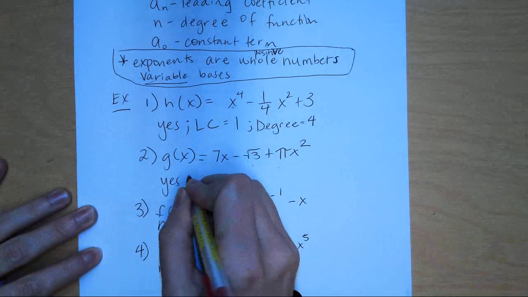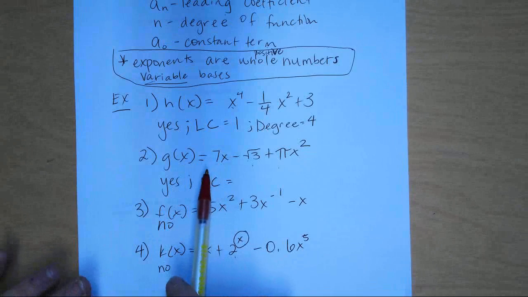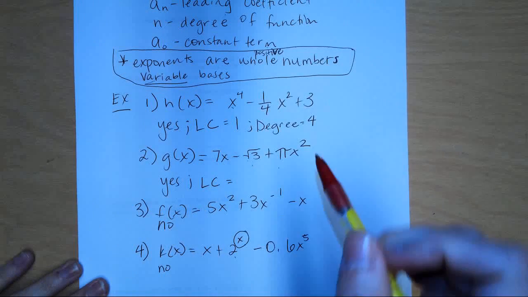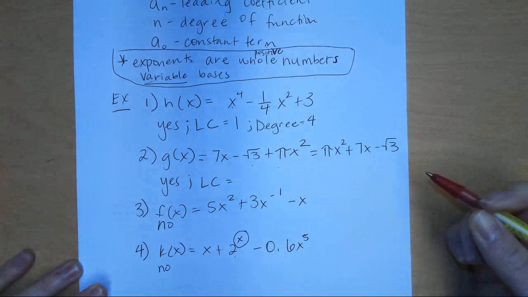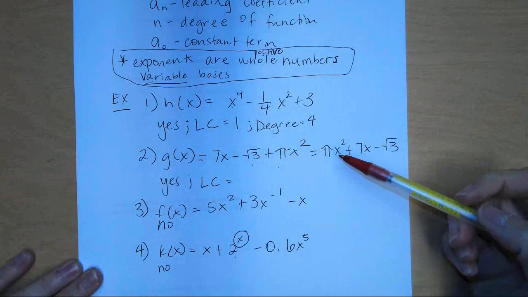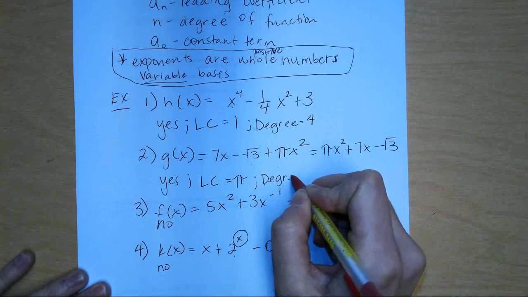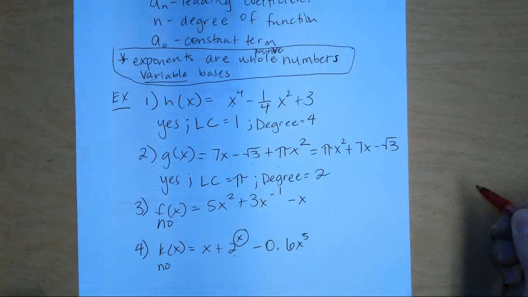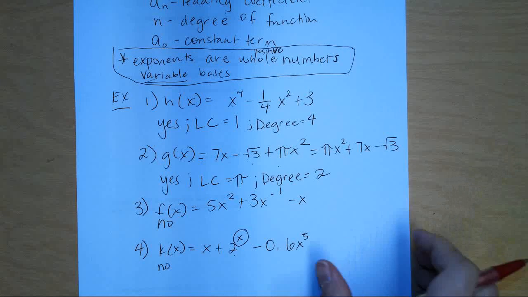All right, number 2. Since this is a polynomial, it also has a leading coefficient. What is the leading coefficient? Pi. Some of you wanted to say 7. It's really easy to go to, oh, that's the first one. But notice that this one isn't in order by power. If we put it in order by power, it would be pi x squared plus 7x minus root 3, and then we clearly see that the leading coefficient is pi. So make sure that you're careful about that. And then the degree of the function. What is the highest power of x? 2. Are you good? Awesome. You're going to practice some of these on your own. We'll see how good you are.